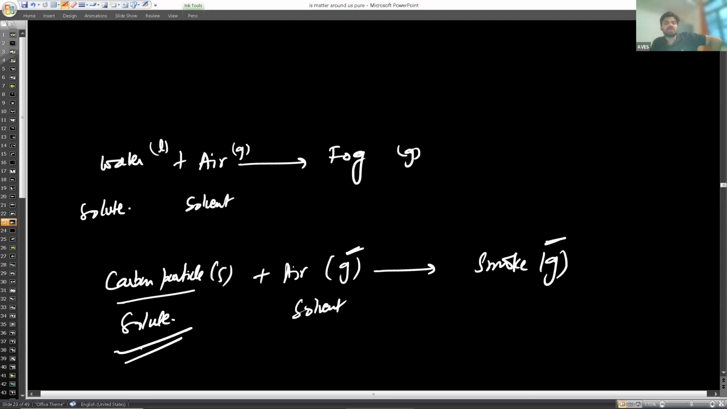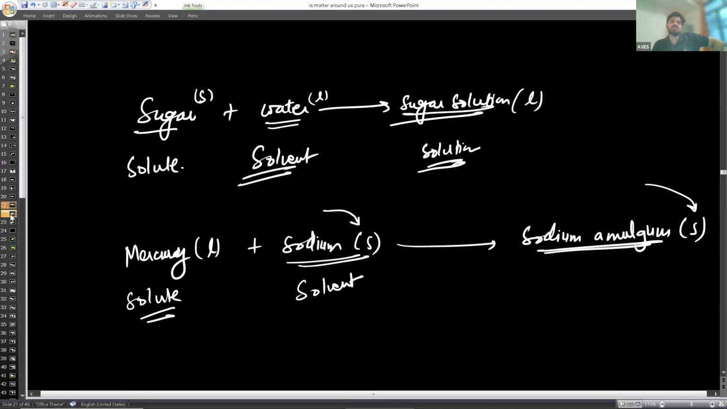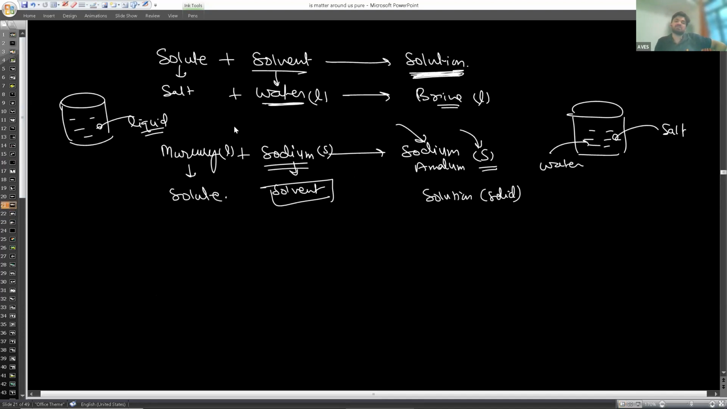Yes or no? Note this down. Solute plus solvent will give you a solution. Make this one, please. Note it down.